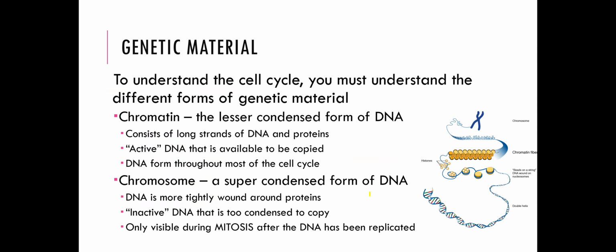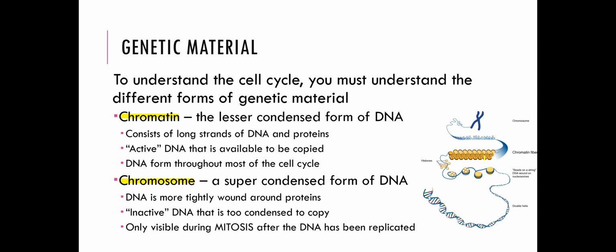And so I have two very important words that we're going to see as we go throughout division, and that is chromatin and chromosome. Now, we mentioned this a little bit in our cell unit. We talked about how the chromatin was in the nucleus. And so essentially, both of these are genetic material. Okay, both of these are DNA wrapped around proteins. Those proteins are called histones, and the DNA wraps around them to form these structures called nucleosomes. And the difference between the two is that one is lesser condensed and one is super condensed.